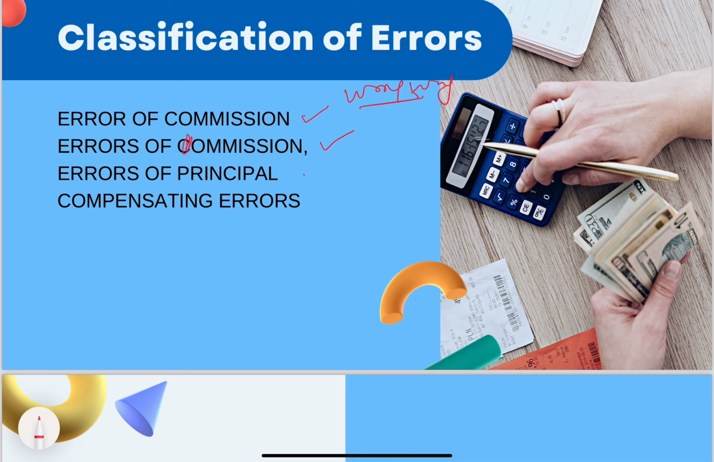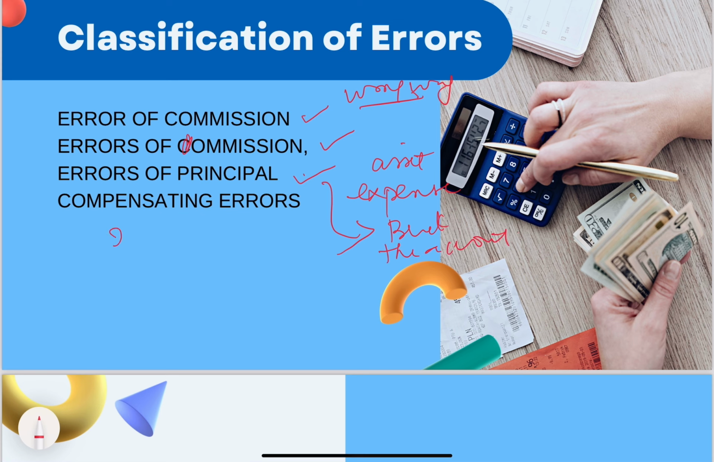So next will be errors of omission. Here you forgot to record the transactions completely or partially. Example, you pay the electricity bill but forgot to write it in your books. Errors of principle will be you recorded the transaction in the wrong type of account, breaking the basic accounting rules. Buying furniture is an asset, okay, but you write it in the expense. So here you kind of break the basic accounting rules.